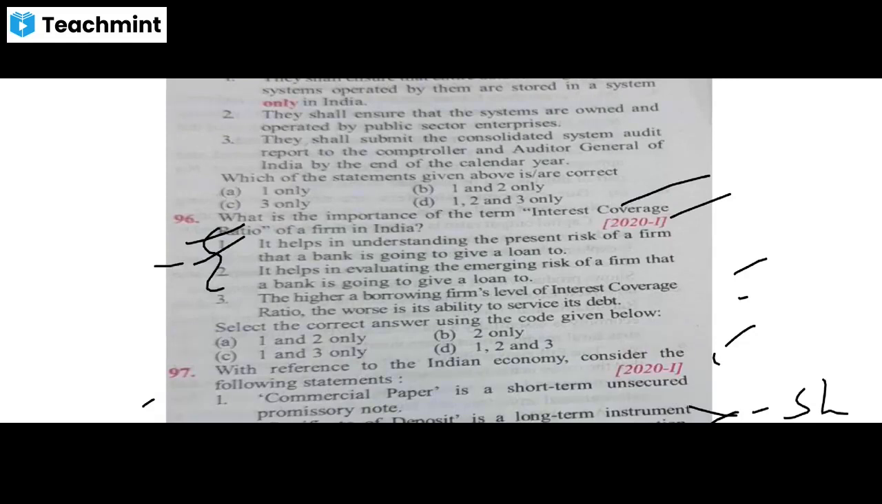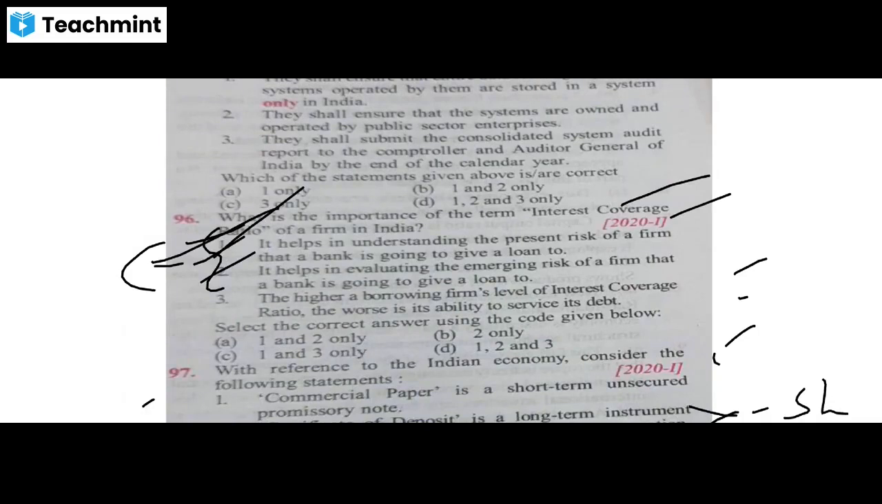On the basis of your interest coverage ratio, the bank will decide, or the bank can calculate the risk to give debt to your company. So on that basis, they can decide whether to give a loan to the industry or the firm or not. So for this reason, statements 1 and 2 are correct.